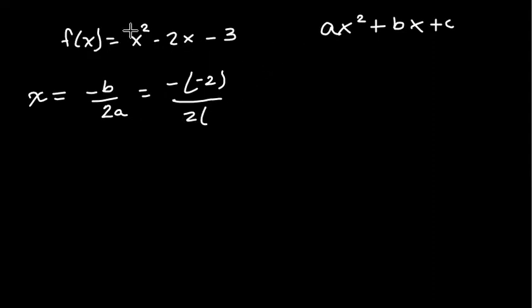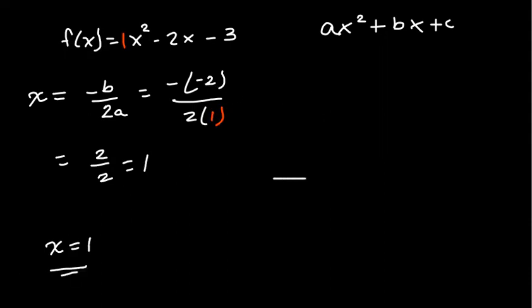Now in this case, we don't see a number in front of x squared, but a number is there. And that number is 1. So this is 2 times 1. So that gives us minus a minus 2, which is a positive 2, divided by 2 times 1, which is 2, is equal to 1. Hence, our axis of symmetry is x is equal to 1. This is our axis of symmetry.